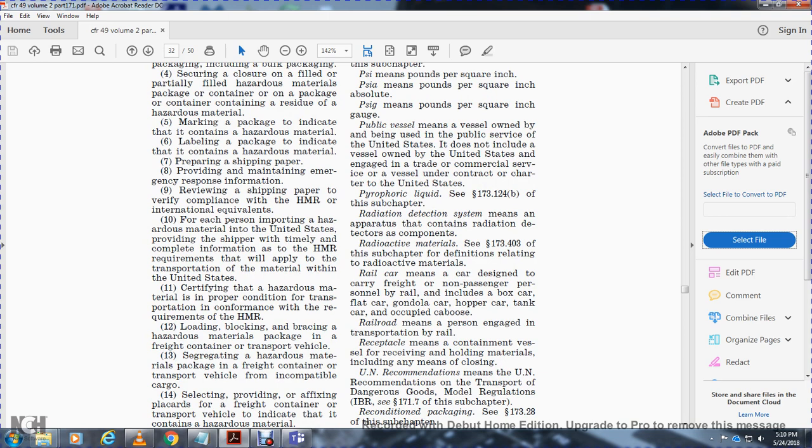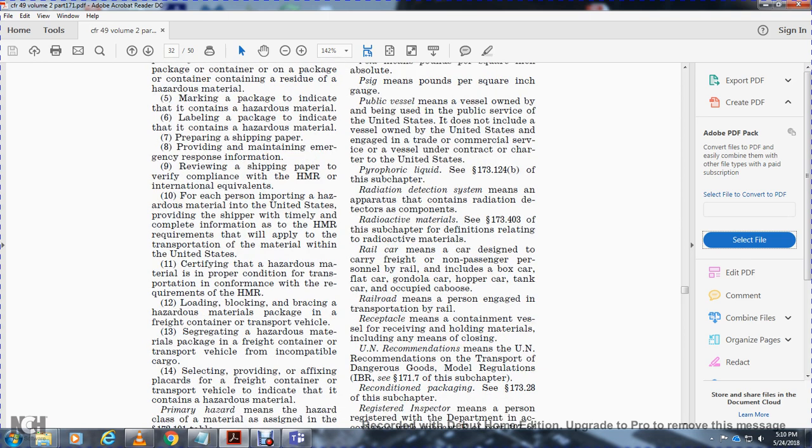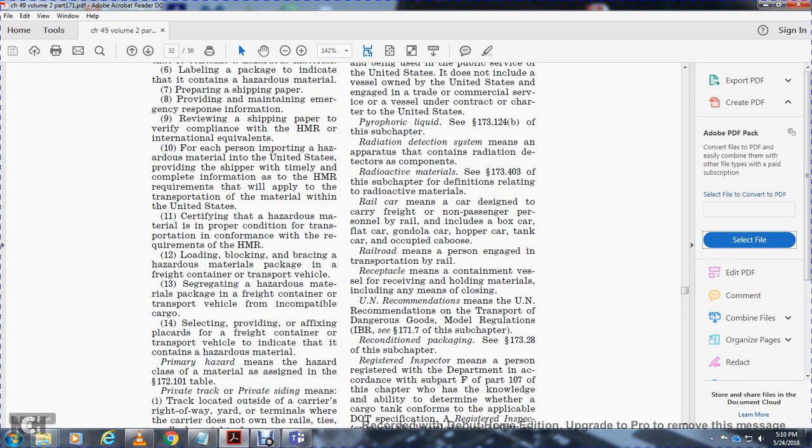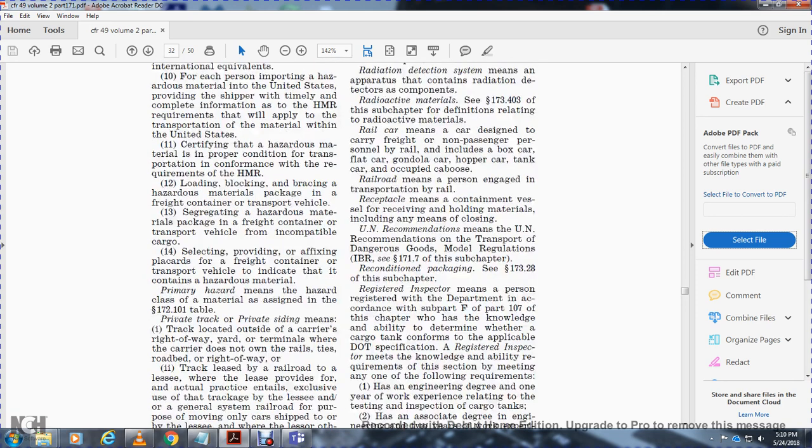Segregating hazard material, the package in the freight container with the transportation vehicle, then compatible with the cargo, selecting the provided with the fixing of the placard of the freight container with the transportation vehicle, then indicated with the contains of the hazard material, primary hazard with the meaning for the hazard class of the material assignment in 172-101.